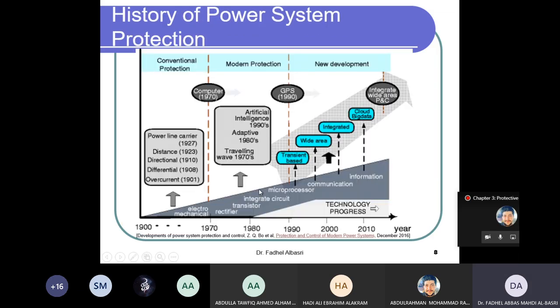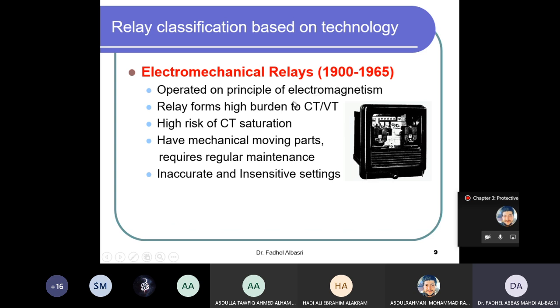And I already mentioned this on the technology evolution. Today, I'll try to introduce the comparison. As I mentioned, the oldest relays are the ones based on electromagnetic principles, and that started from almost 1900. They still exist in old systems. But with developments, after 1965, the 1970s, we have other types of relay.